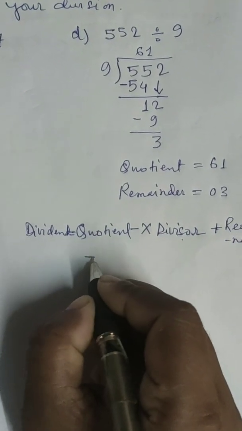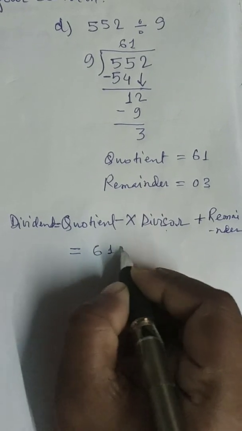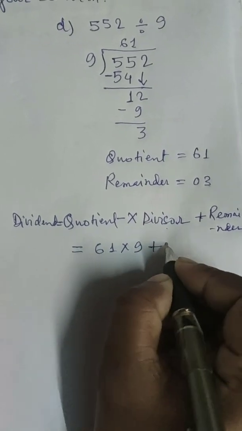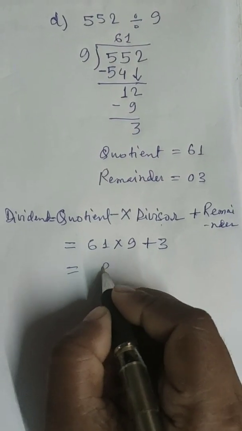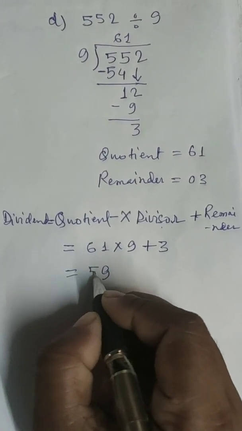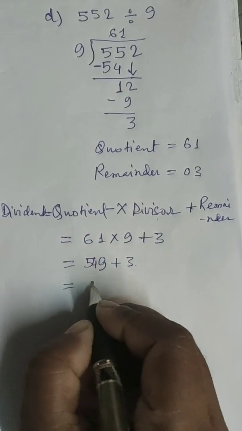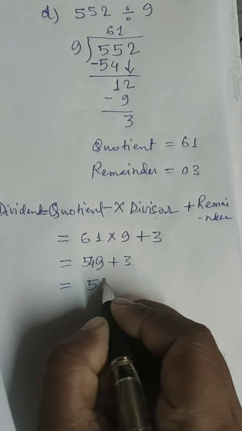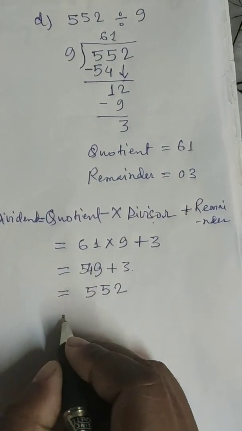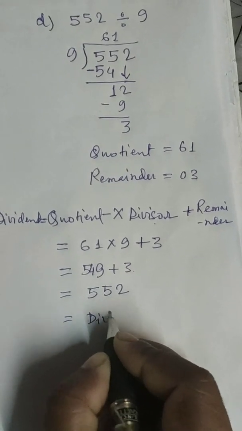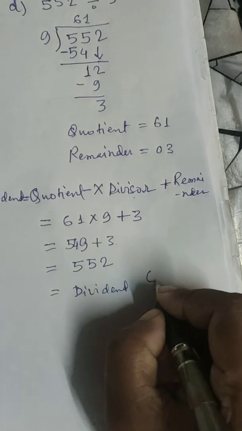So let's start. Here the quotient is 61, the divisor is 9 and the remainder is 3. So 9 ones are 9, 9 sixes are 54. So 549 plus 3. So the answer is 552. So this equals the dividend. So this is correct. So we will write here checked.